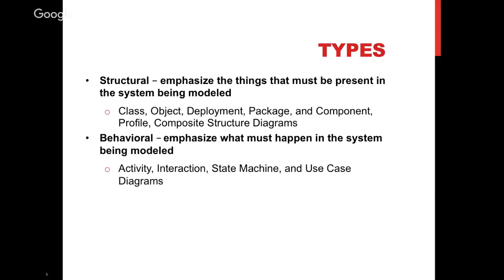So there are two types of UML that we'll be talking about, which are the structural and the behavioral types or diagrams. Structural diagrams emphasize the things that must be present in the system being modeled. Since structural diagrams represent the structure, they're used extensively in documenting the software architecture of the software systems. And some of the structural diagrams are the class diagram, which we'll be focusing on today, as well as the object diagram, the deployment, package, component, profile, and composite structure diagram.